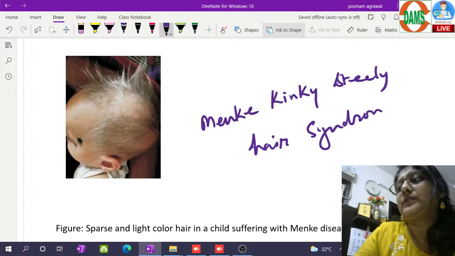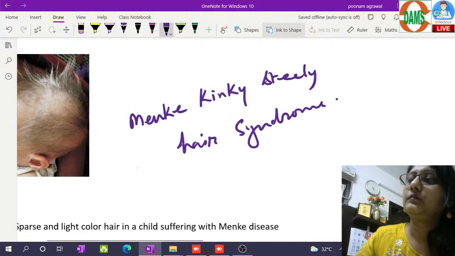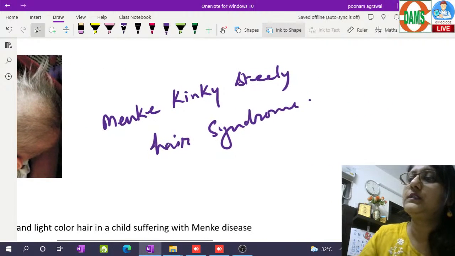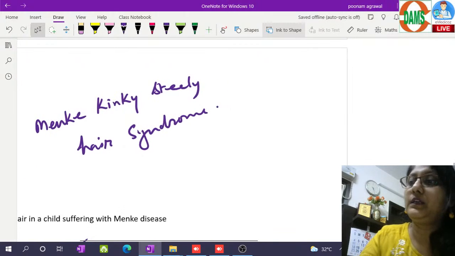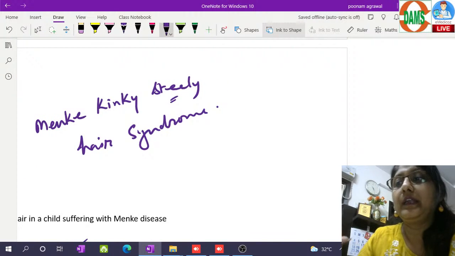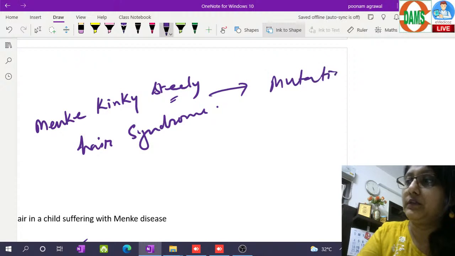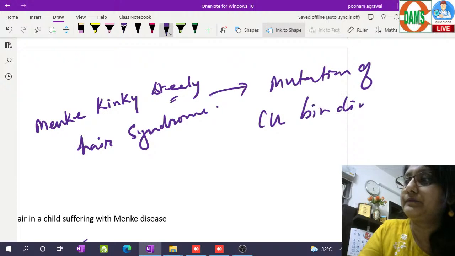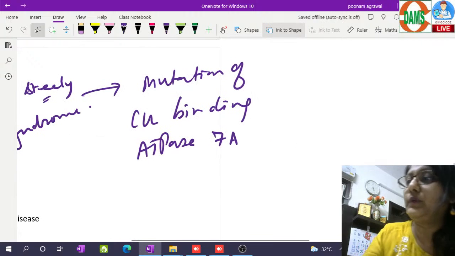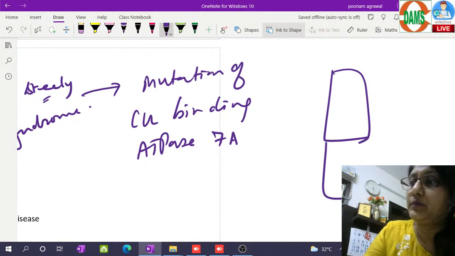This child is having this problem. Kinky, kinks in the hair. Microscopic finding is steely, that is steel color, grey colored hair. This is the disease where there is a mutation of a protein, the copper binding ATPase 7A. This is a protein which is there at the GIT mucosa.